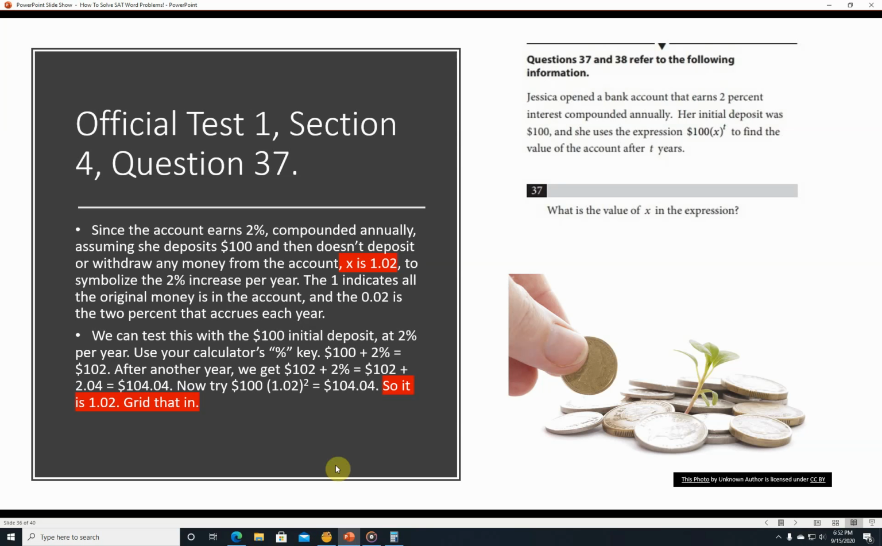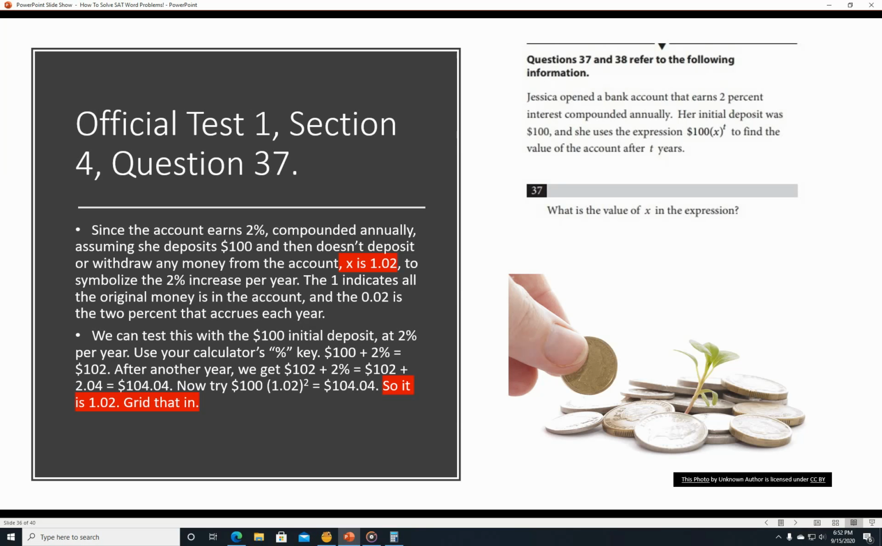Well, since the account earns 2% compounded annually, assuming she deposits $100 and then doesn't deposit or withdraw any money from the account, x is 1.02 to symbolize the 2% increase per year. Compounded annually means they just add the 2%, in this case it would be $2 at the end of the first year, and then the interest is added again at the end of the second year.